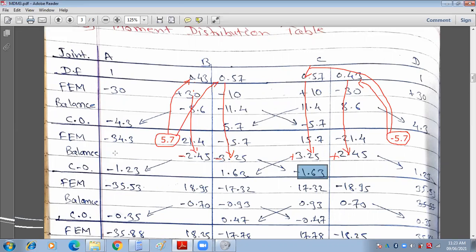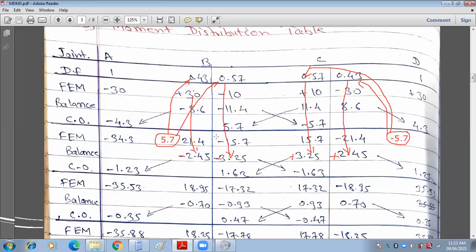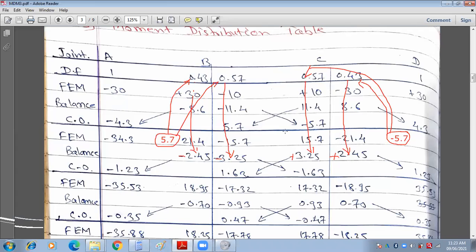Now once you have made this balance step and carry over step, the next step is that we have to make the addition of these two terms. We have to write down here the addition of these two terms, write down over here the addition of these three terms. Similarly here also make the addition of these three terms and write down this moment over here. Make the addition of these two terms and write down over here.